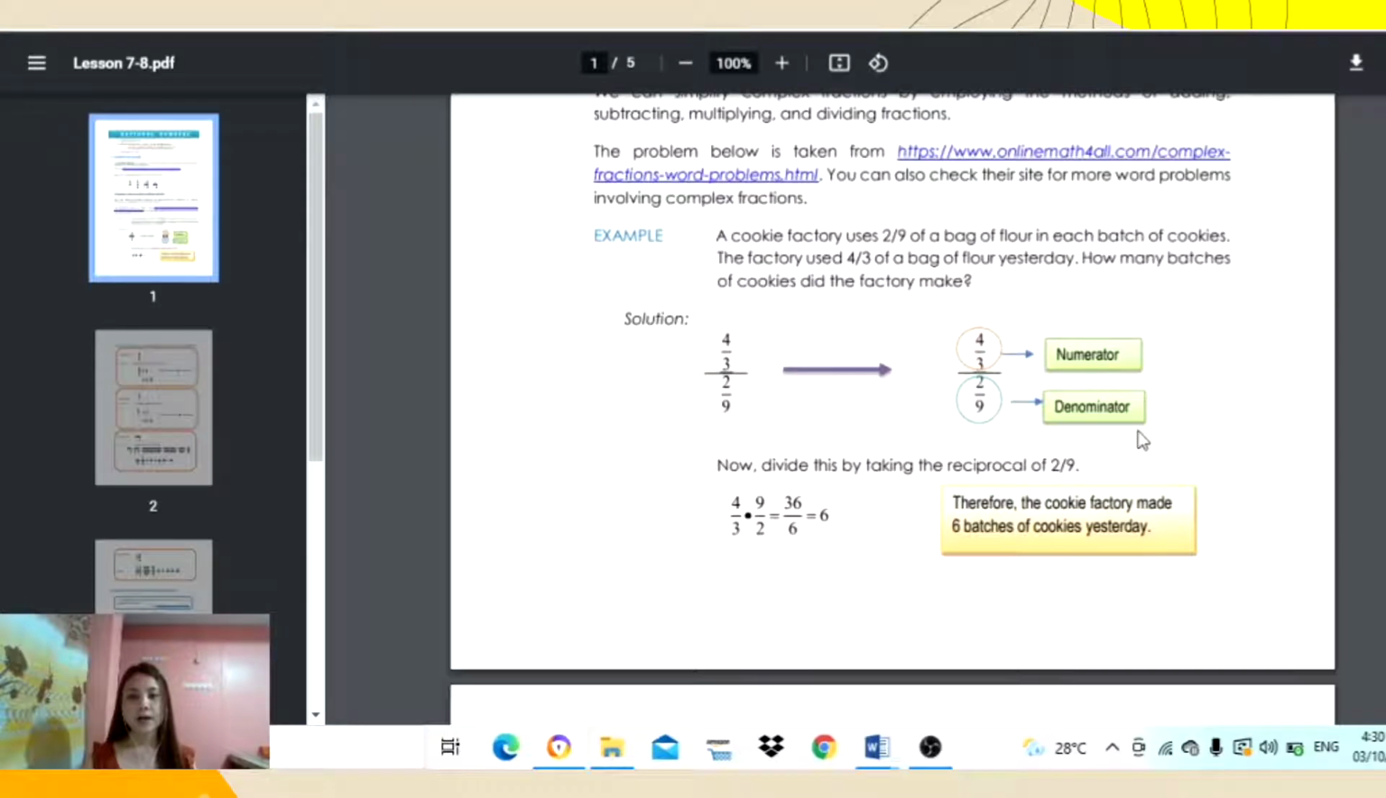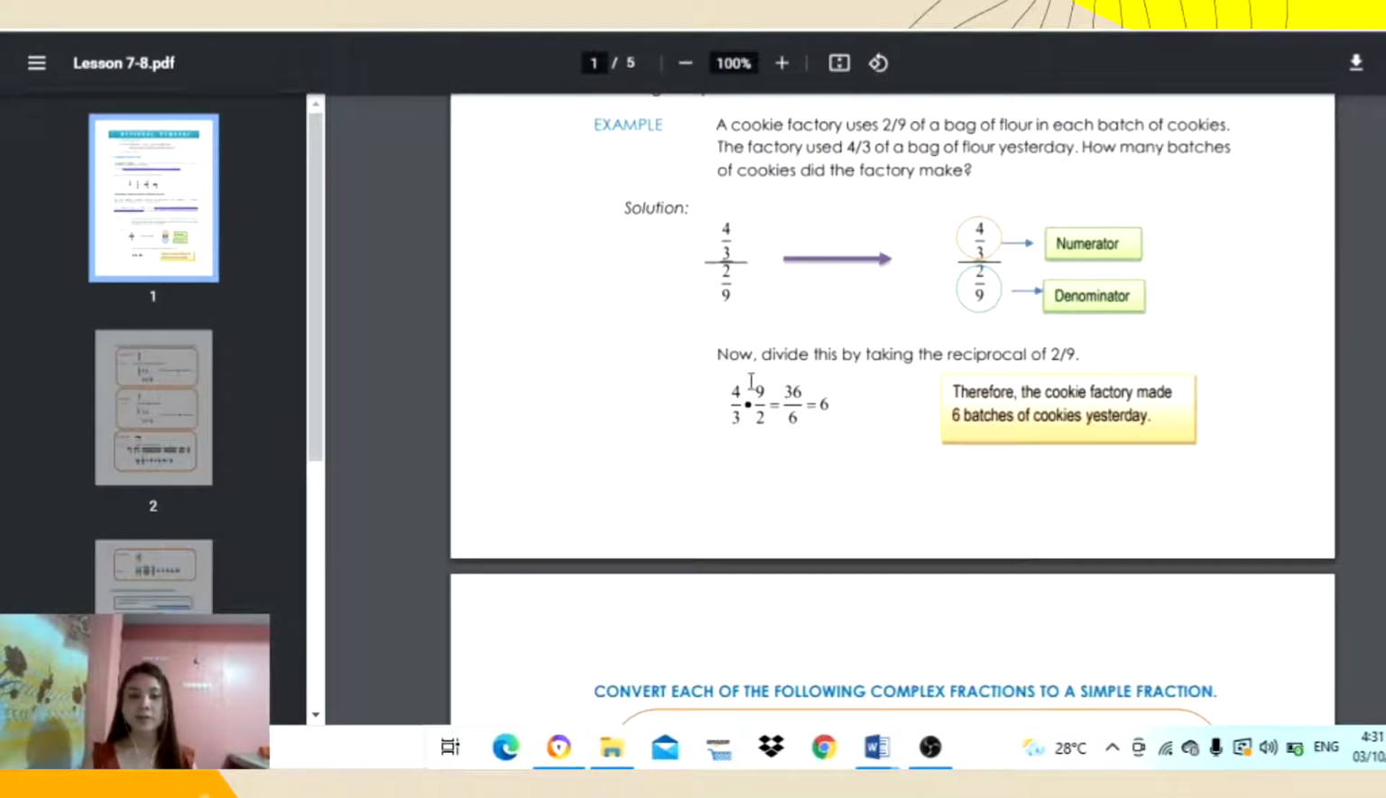Let's have this word problem here, which you can see from this side, and you can also check this side for more word problems involving complex fractions. And this is an example. We have here a cookie factory uses 2 over 9 of a bag of flour in each batch of cookies. The factory used 4/3 of a bag of flour yesterday. Now, how many batches of cookies did the factory make?